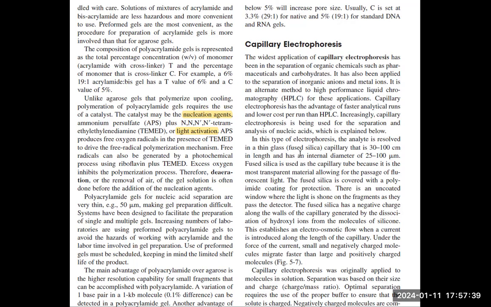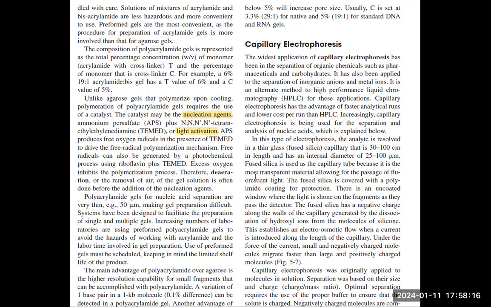And in this type of electrophoresis, the analyte is resolved in a thin fused silica glass capillary, which is like 30 to 100 cm. Think, 1 foot is 34 cm, so this is quite long. And the internal diameter has to be 25 to 100 micrometers. You should associate fused silica with capillary electrophoresis, because fused silica was used since it is the most transparent material that permits fluorescent light passage.